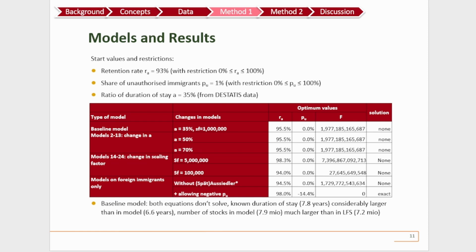So the good news is, in theory, this method works and could work for any country where you have survey data on immigrants and registered data on immigrants. But there are prior assumptions that need to hold in order to apply this. For Germany, it is currently not applicable.